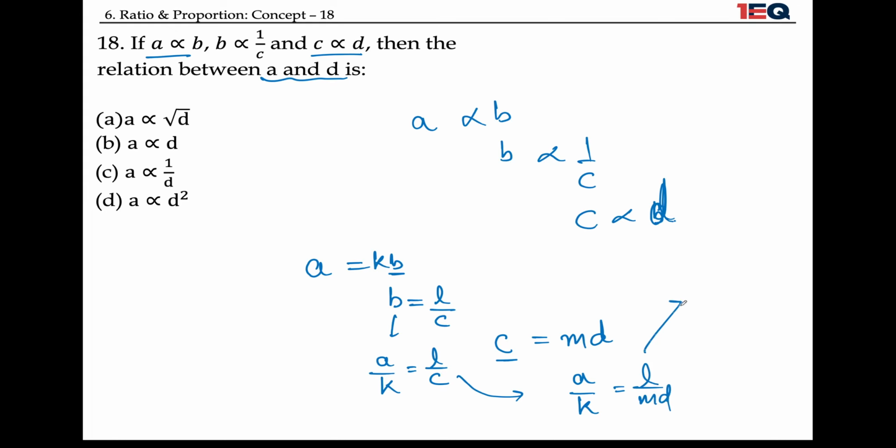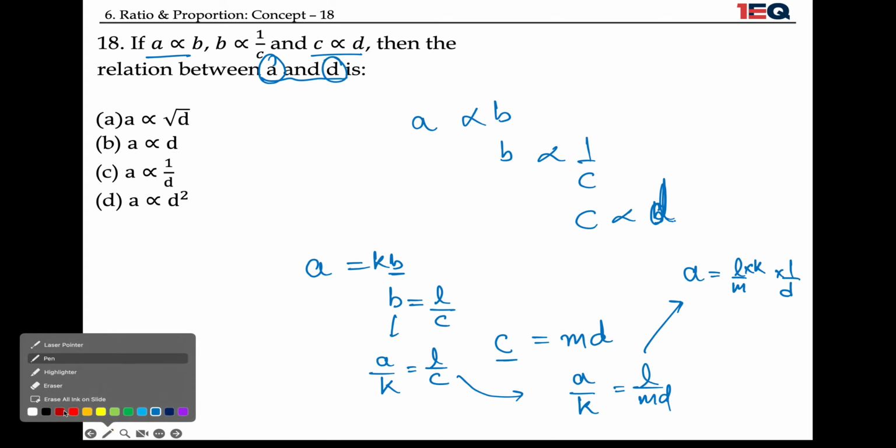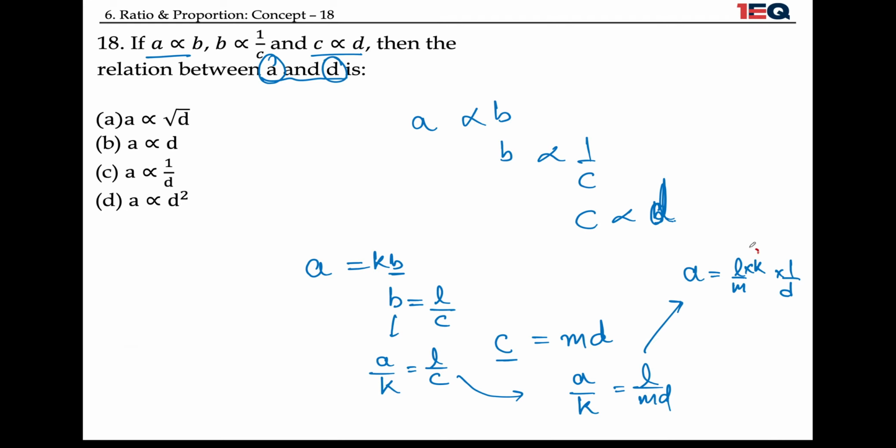Now, let me take it here. The value of A is equal to L upon M multiplied by K multiplied by 1 upon D. As the question is only asking us about A and D, we would consider this entire portion to be a constant. If you see very closely, K, L and M were already constants in the question. They are just brought together in the last equation.